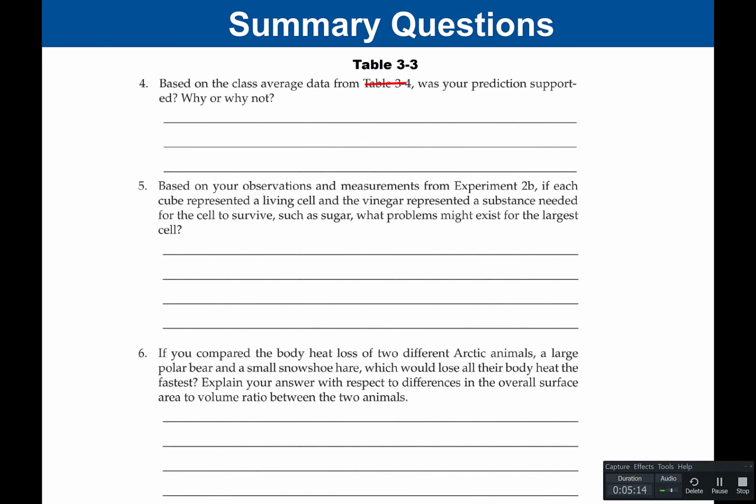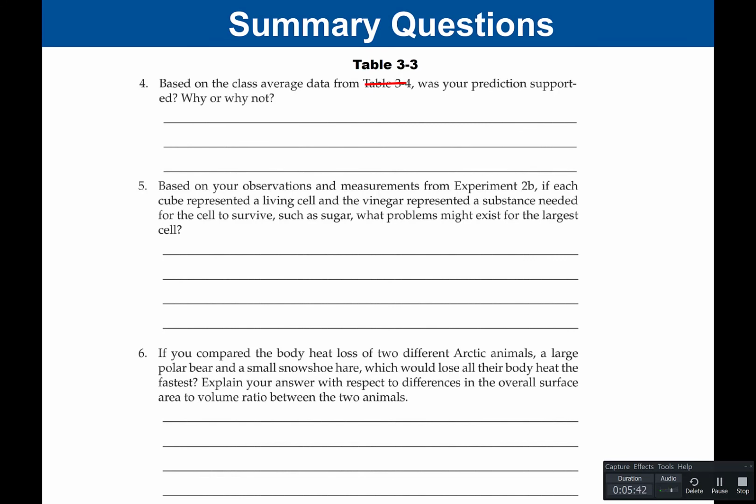If each cube represented a living cell and vinegar represented a substance needed for the cell to survive, such as sugar, what problems might exist for the larger cell? So again, you want to explain in terms of surface area to volume ratio as well. Did the large cube have the lower surface area to volume ratio or the higher? And then what problem might that have?